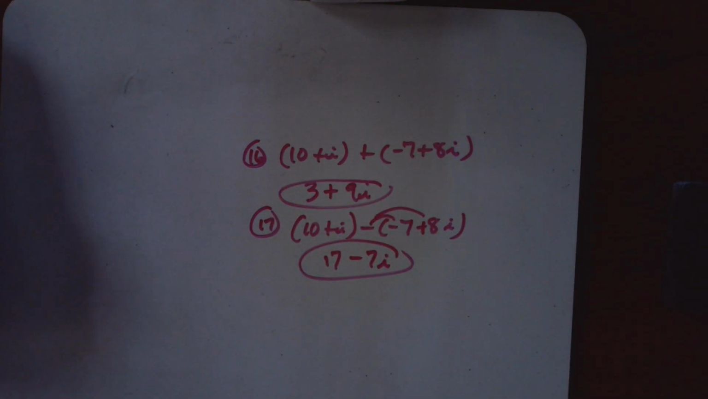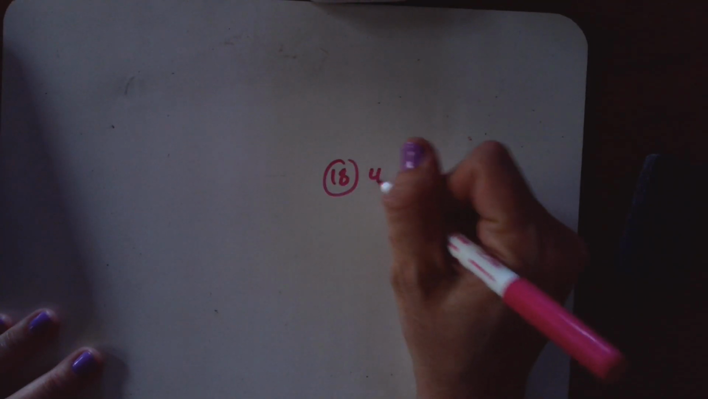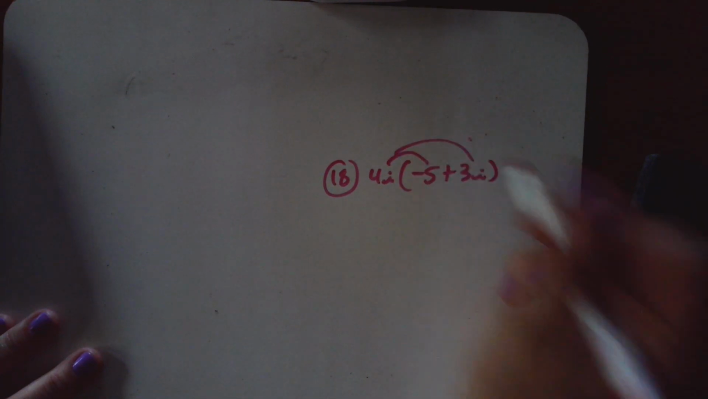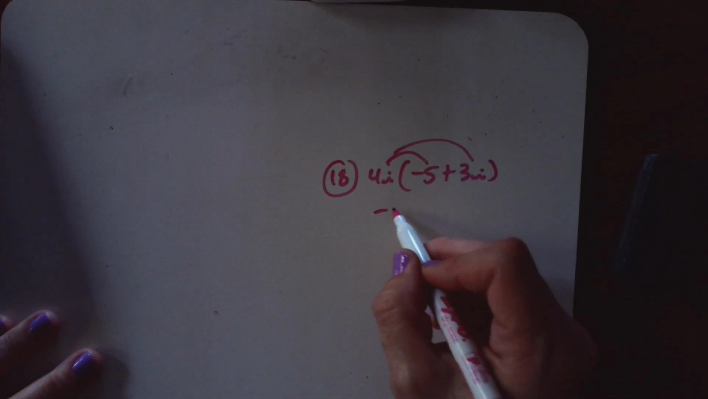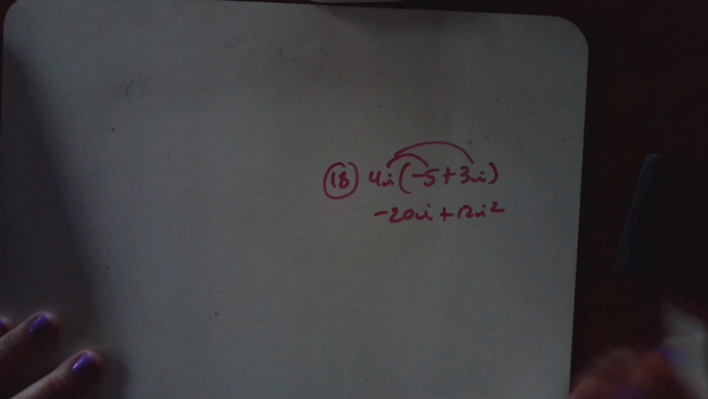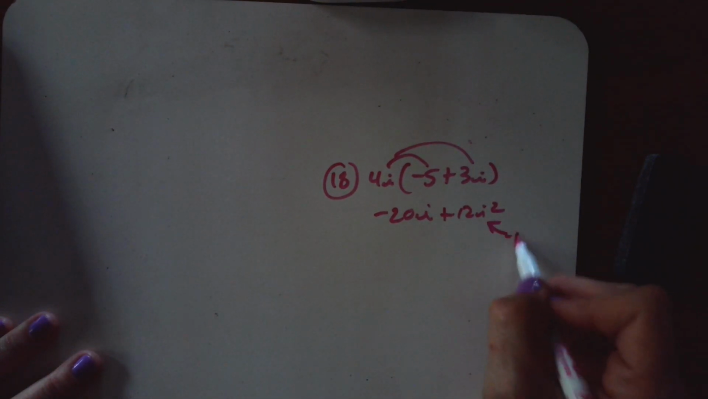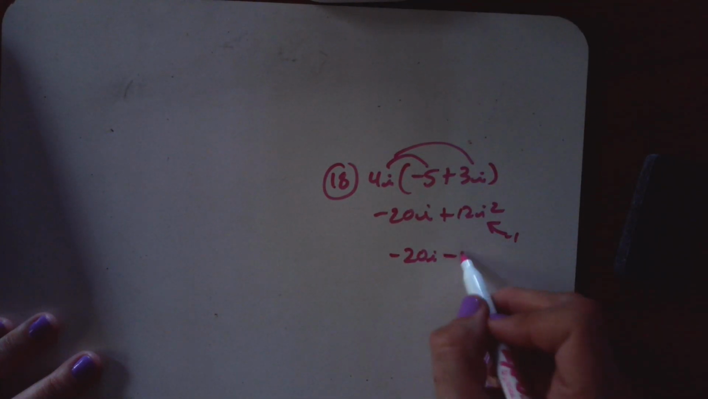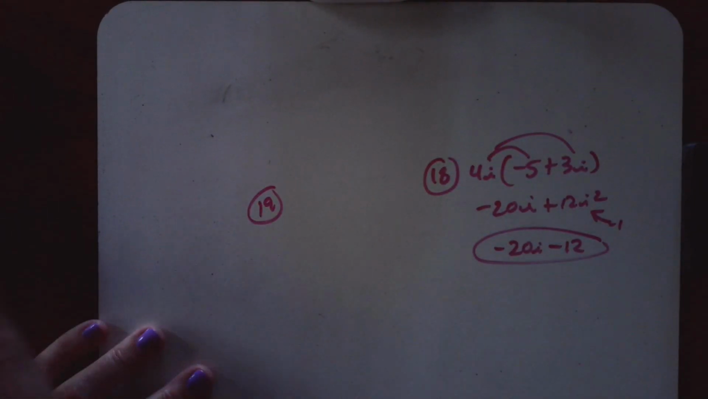All right. The next part. What is this? 18. So number 18, we got 4i and -5 plus 3i. All right, so I'm going to multiply that out. I get, or distribute, -20i. And then I get plus 12i squared. So remember, i squared is worth -1. So I have -20i, and 12 times -1 is -12. And that's my answer.